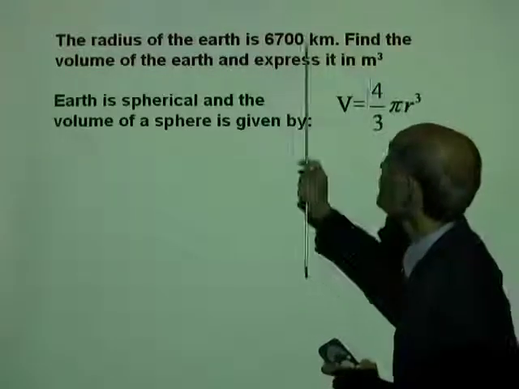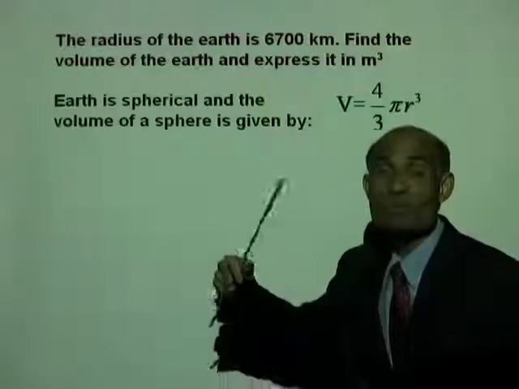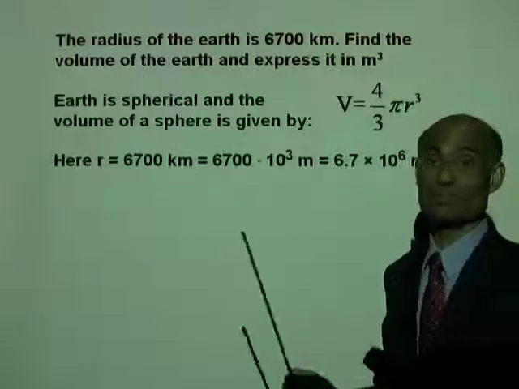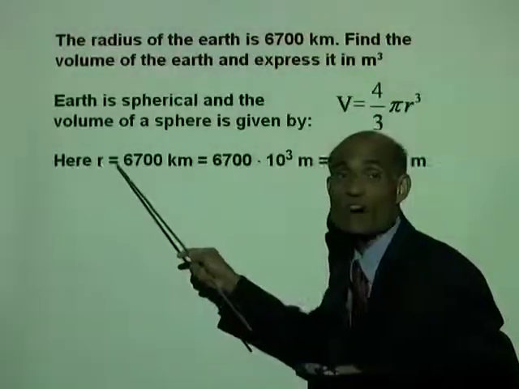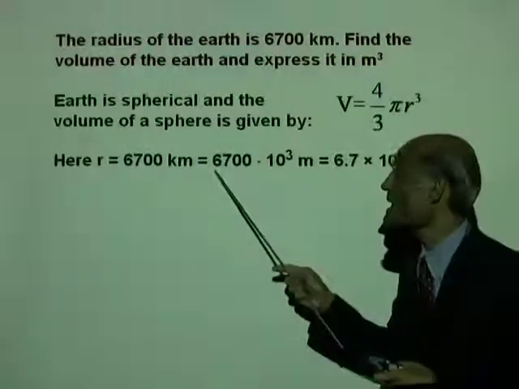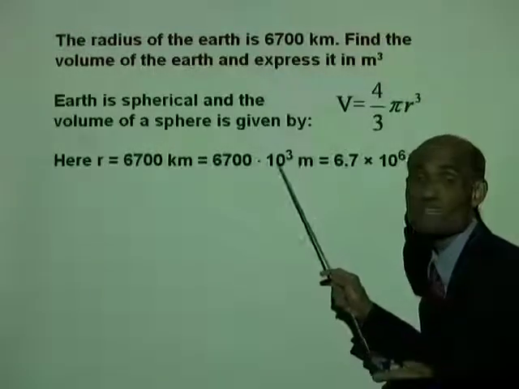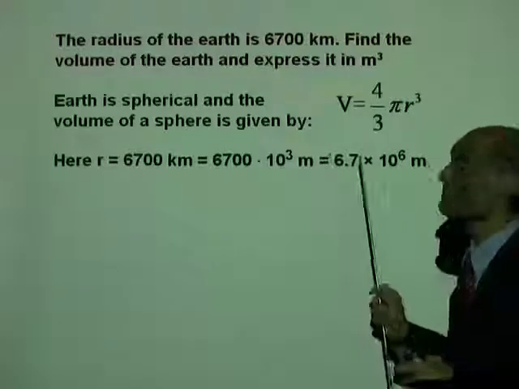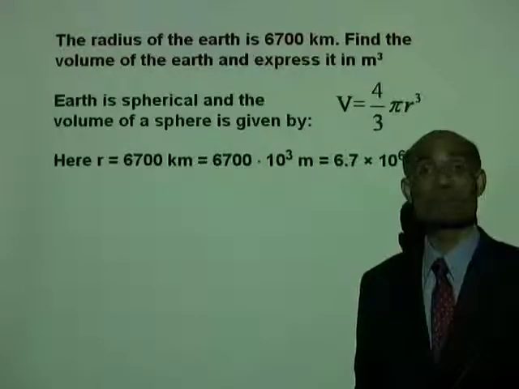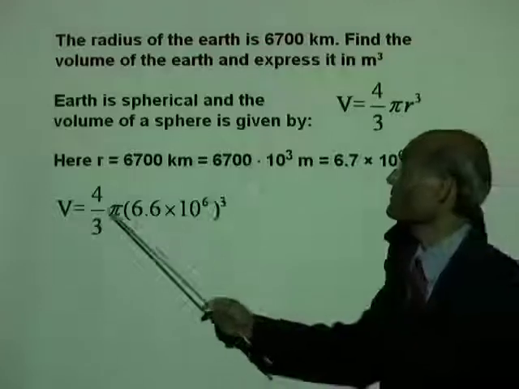And r, the radius, is given in kilometer. We need the answer in cubic meter. So you need to convert kilometer to meter. So here, the radius r is 6,700 kilometer. That is 6,700 times 1,000 meter, 10 to the power of 3 meter. And that is 6.7 times 10 to the 6 meter. So use this value over here.